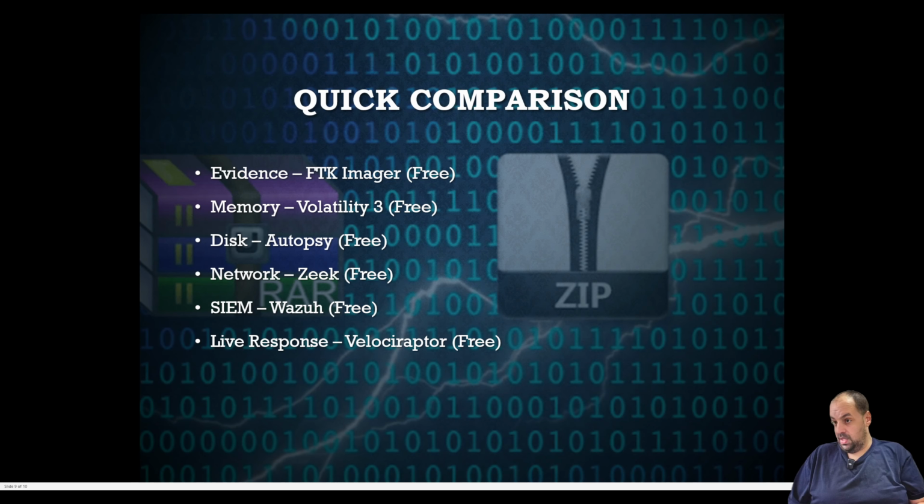So, a quick comparison. For evidence, you can use imagers like FTK Imager to create a forensic image of your disk. If you want to analyze memory, use Volatility. If you want to analyze the disk, Autopsy. For network analysis, you can use Zeek. For SIEM, Wazuh, and also with EDR, great tools to use. And for live response, use Velociraptor.